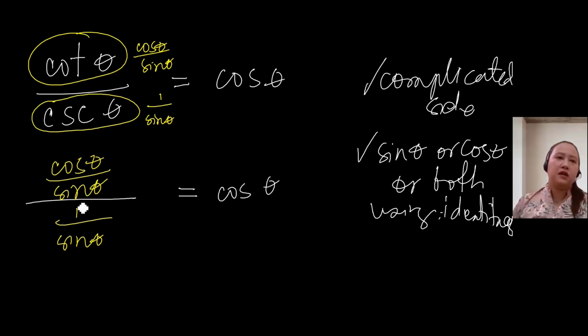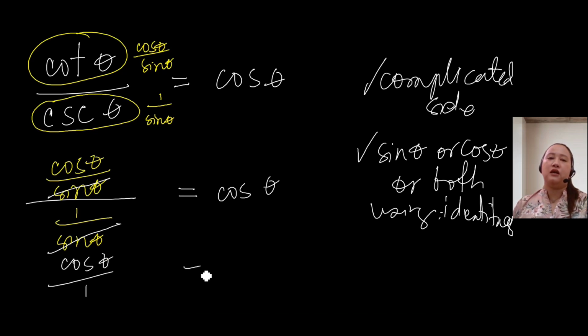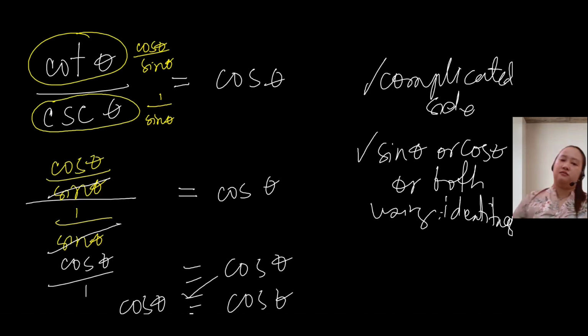So it is obvious that we can already cancel the sine theta because we have a fraction on the numerator and a fraction on the denominator, and both have the same denominators. So we can easily cancel this. So we have cosine theta over 1. Is it equal to cosine theta? Of course, they are equal. That's it. That is proving.